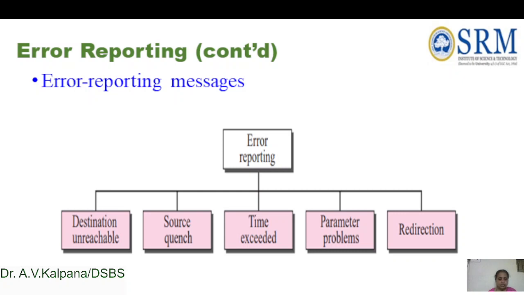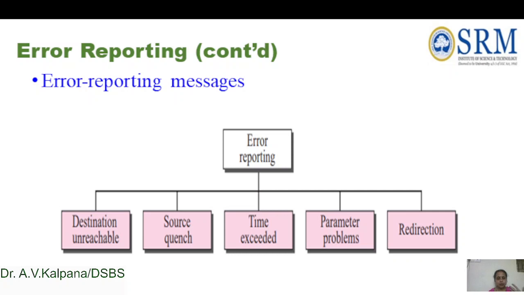To overcome such a situation, the router sends a source quench message to tell the sender to send the packet at a lower rate. If the sender is sending packets at a higher rate and the router is not able to handle the higher data rate, the router sends a source quench message to tell the sender to send the packet at a lower rate.